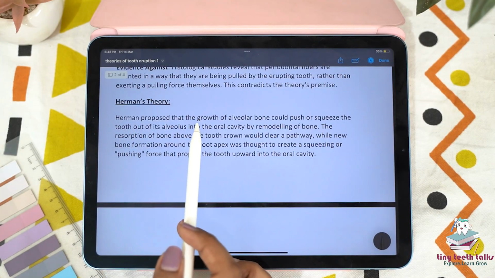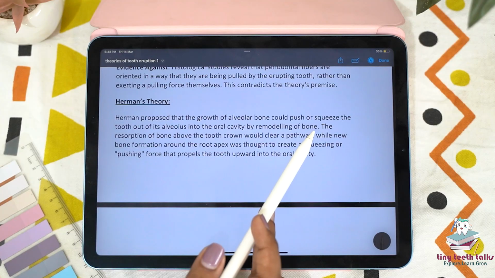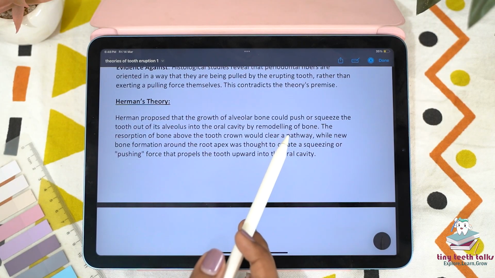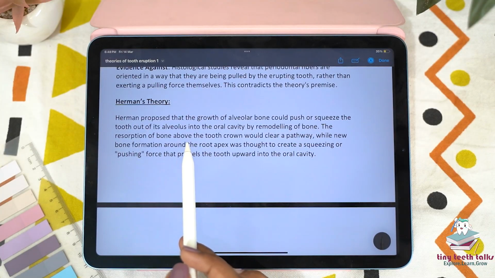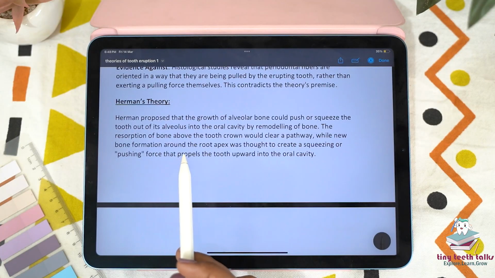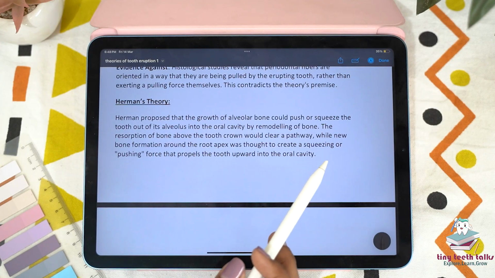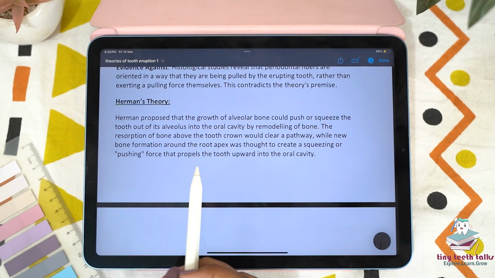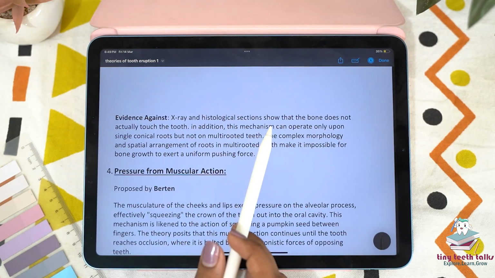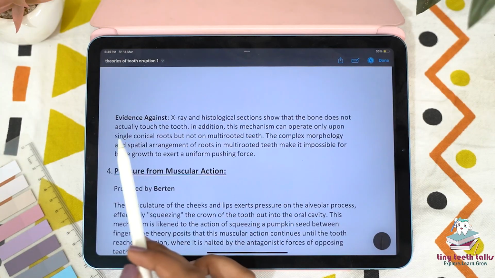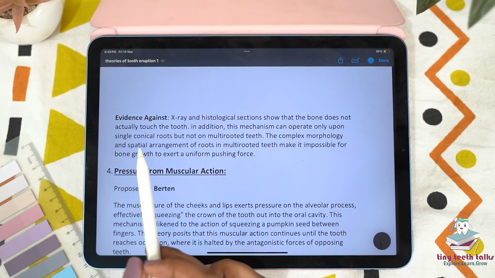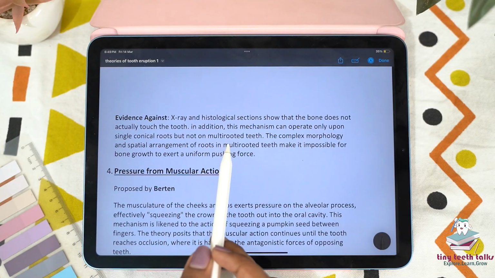Herman proposed that the growth of the alveolar bone could push or squeeze the tooth out of its alveolus into the oral cavity by remodeling of the bone. The resorption of the bone above the tooth crown would clear a pathway, while the new bone formation around the root apex was thought to create a squeezing or pushing force that propels the tooth upward into the oral cavity. But X-ray and histological sections show that the bone does not actually touch the tooth. In addition, this mechanism can operate only upon a single conical root but not on multi-rooted teeth.